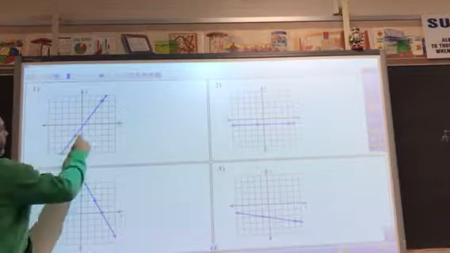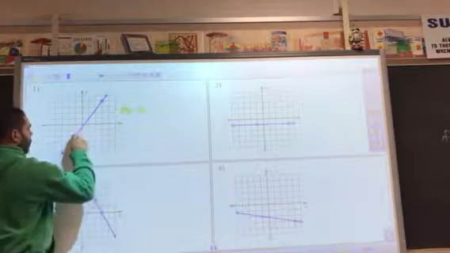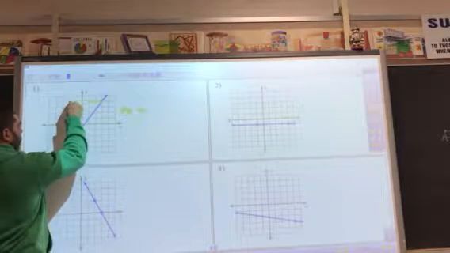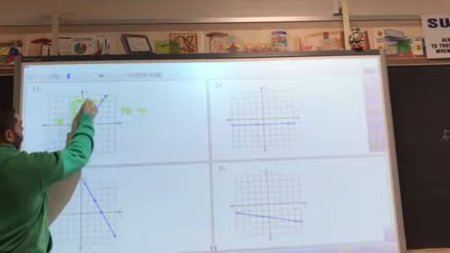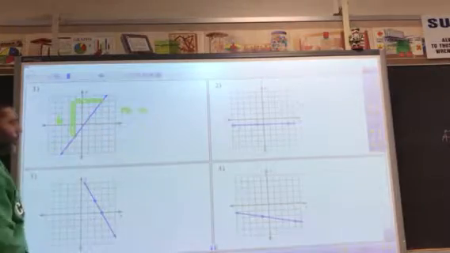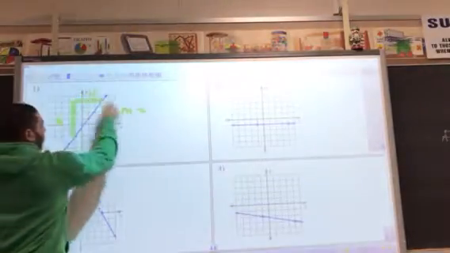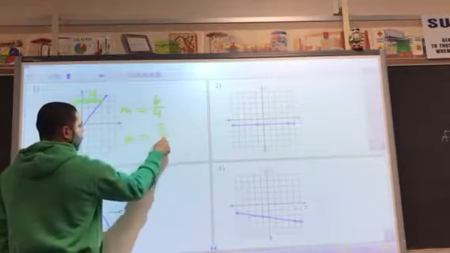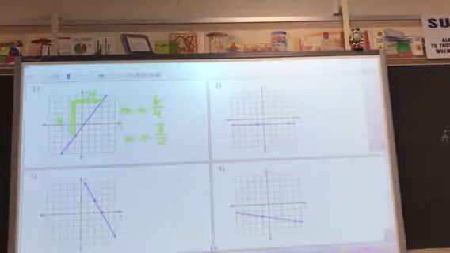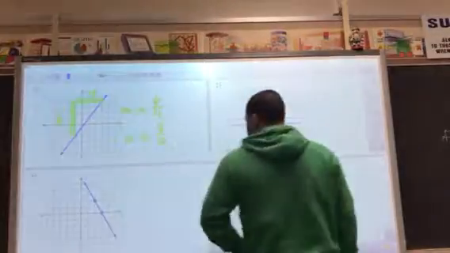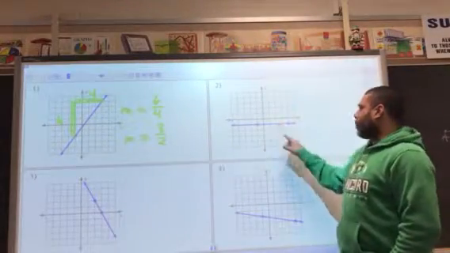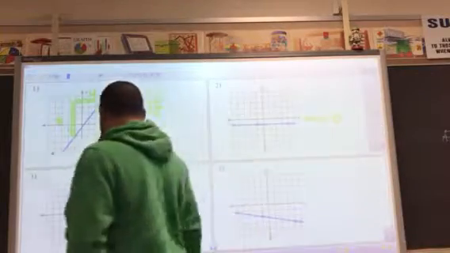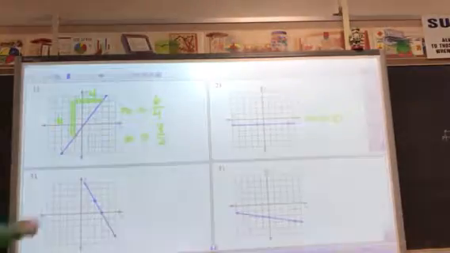All right, this first one is positive. 1, 2, 3, 4, 5, 6. 1, 2, 3, 4. Oh, it's the same one that we just did. Ain't that a coincidence? Okay, number 2, this is the mouth of slope man. None of the work I need to do, I just need to know the slope is 0. Okay, number 3 is negative.